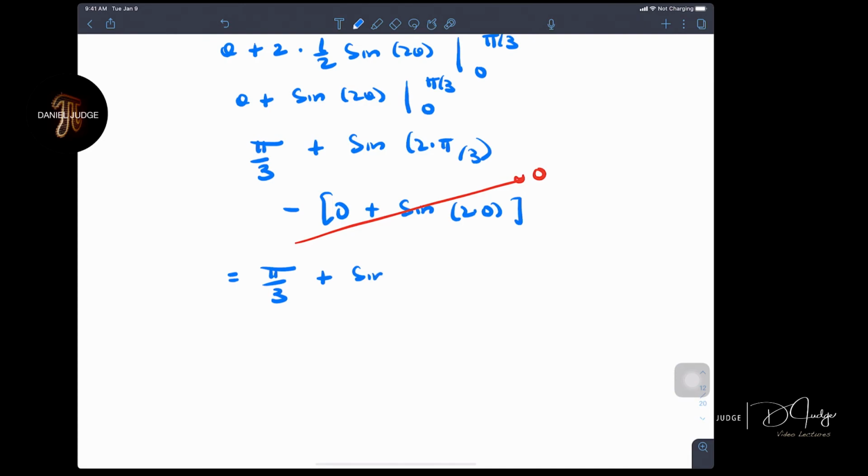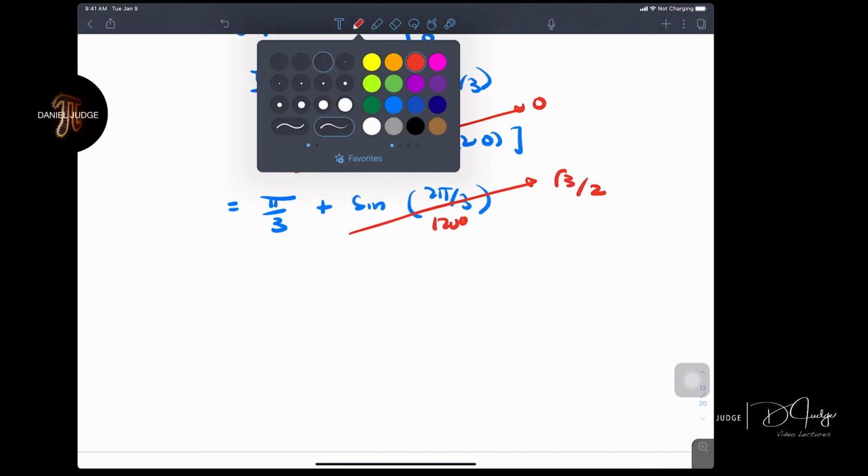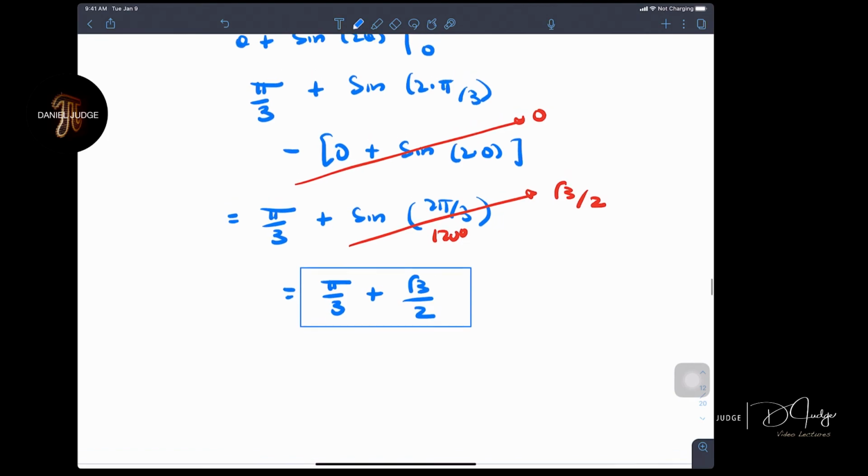Pi over 3 plus sine 2 pi over 3. So this is actually 120 degrees. All students take this is a quadrant 2 angle. Square root of 3 over 2. So our final answer, pi over 3 plus the square root of 3 over 2. And there we go. All right. Pretty good.